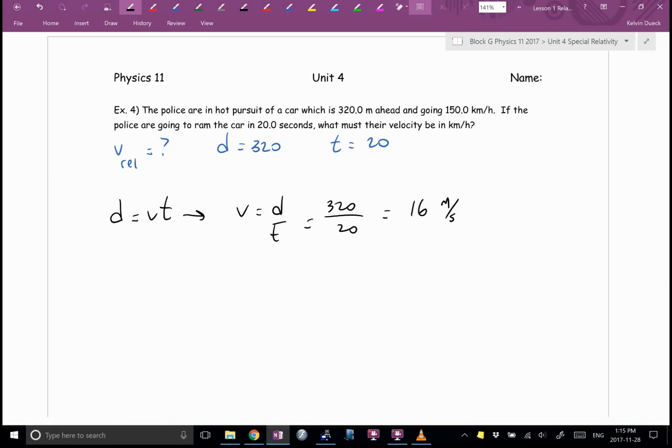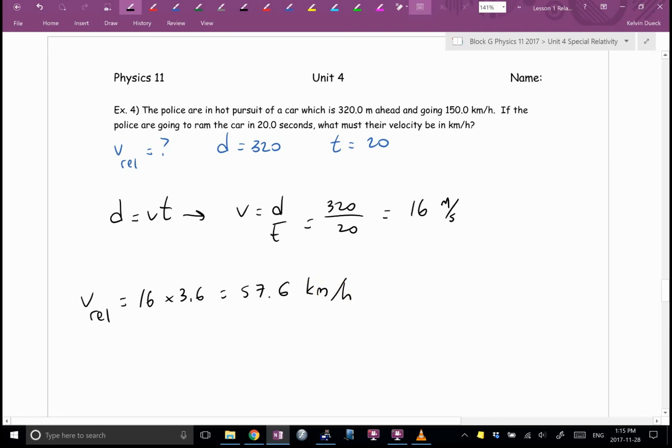I don't want an answer in meters per second. I want an answer in kilometers per hour. So let's take this v relative, relative speed, which is 16. How do I go back to kilometers per hour? It's something to do with the 3.6. Is it divide or times? Times? Which is what? 57.6? And that's kilometers per hour.